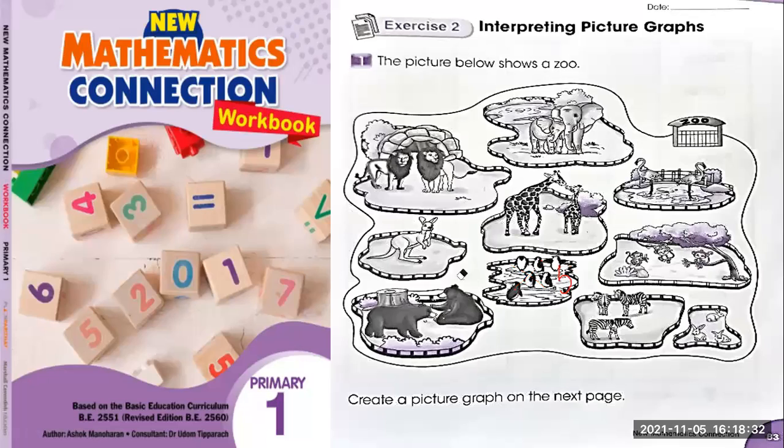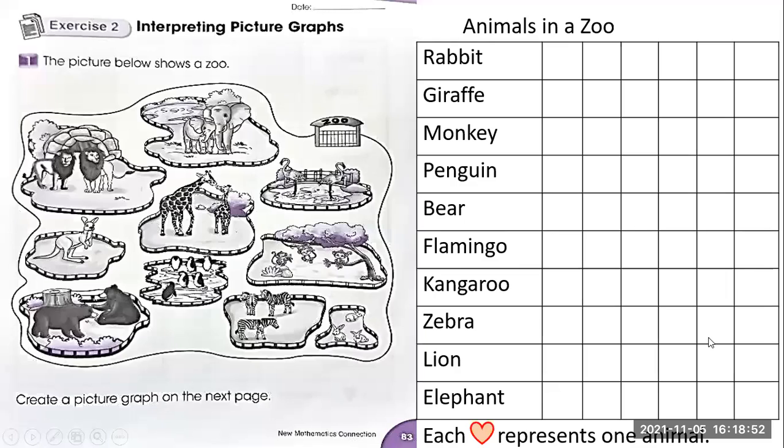In your workbook, you will see on page 83 the different kinds of animals. You can see the elephants, lions, giraffe, flamingos, monkey, penguin, kangaroo, and bear. We have zebras and rabbits. Now let us answer the questions on page 84. How many rabbits? There are 3 rabbits. So we need to draw hearts because each heart represents 1 animal. So 1 heart, 2 hearts, 3 hearts, because there are 3 rabbits.